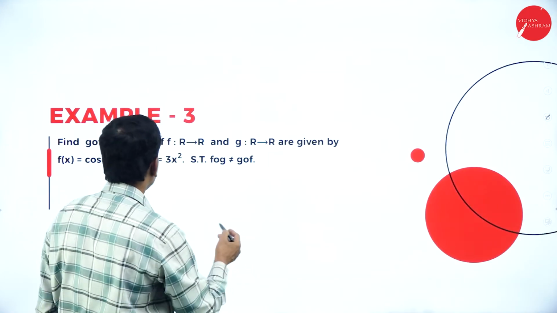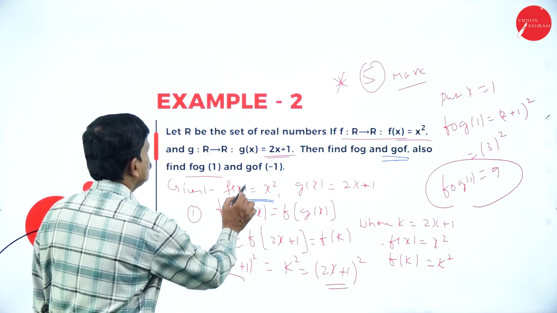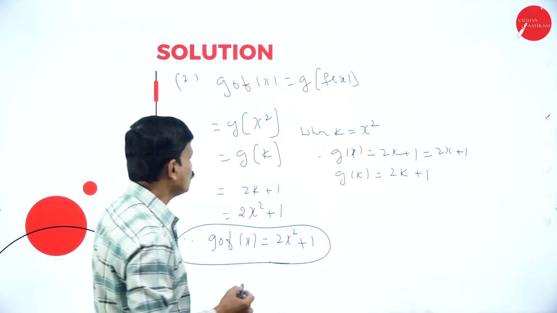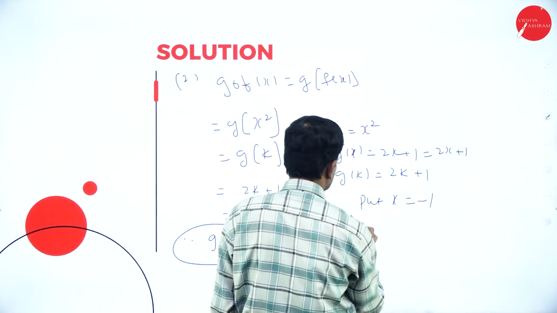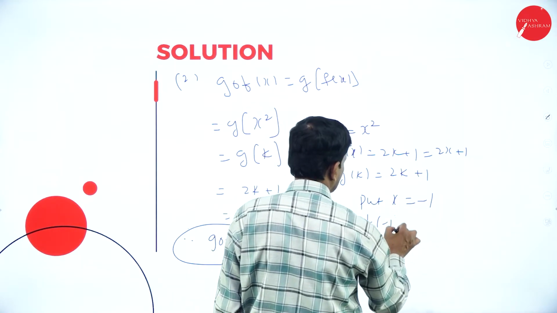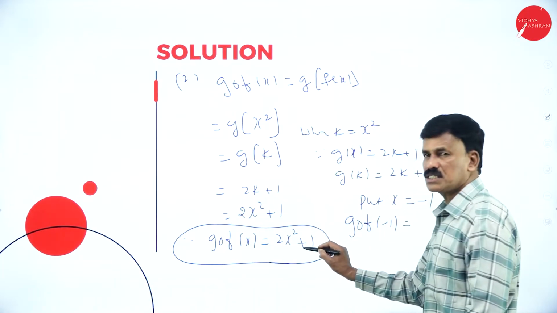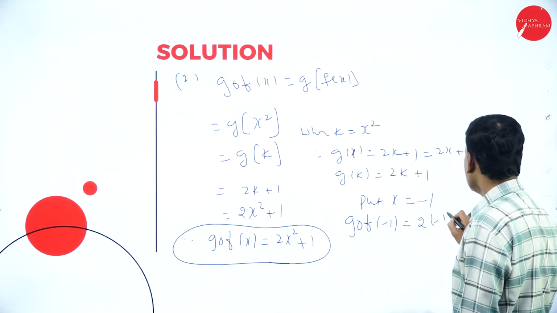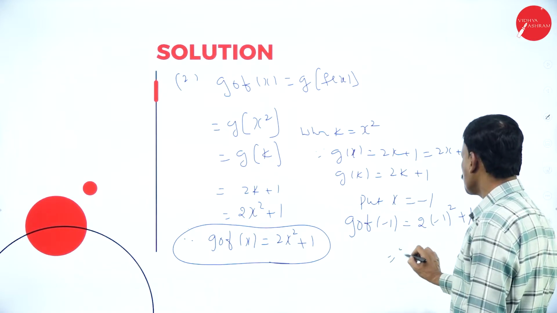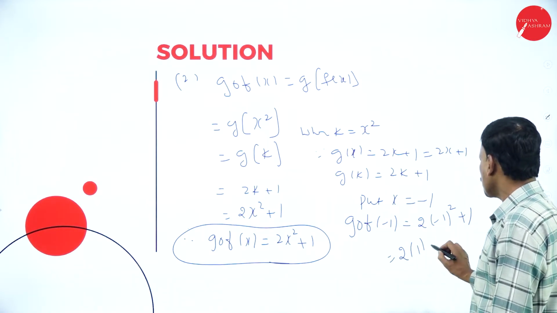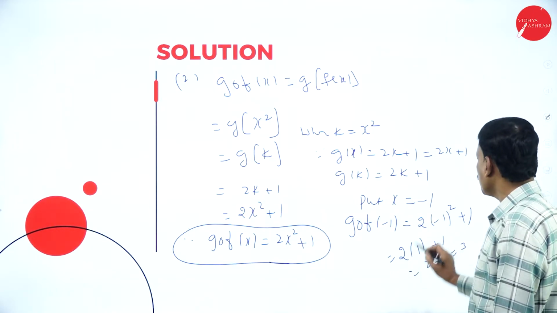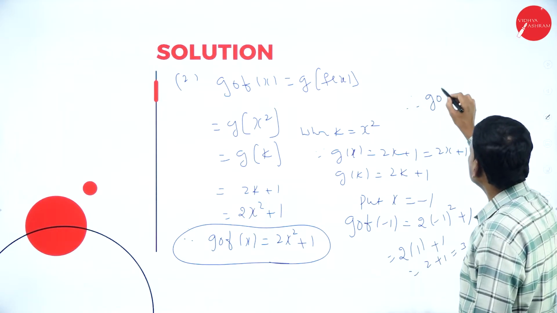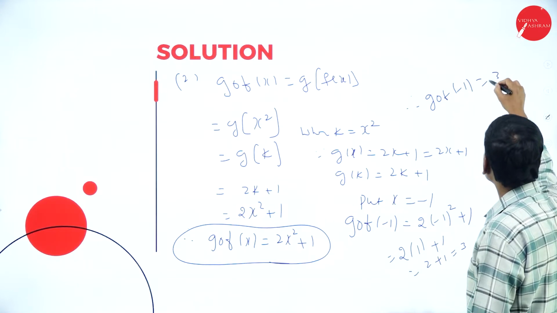Now another value, what is to find here? Now g naught f of minus 1. Now to find g naught f of minus 1, put x is equal to minus 1. If you put x is equal to minus 1, g naught f of minus 1 is equal to, substitute x is equal to minus 1 here, 2 into (minus 1) whole square plus 1, that is 2 into minus 1 square is plus 1, plus 1, 2 into 1 is 2 plus 1, that's equal to 3. Therefore, g naught f of minus 1 is equal to plus 3.